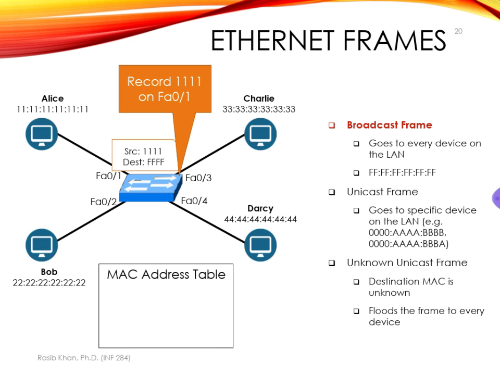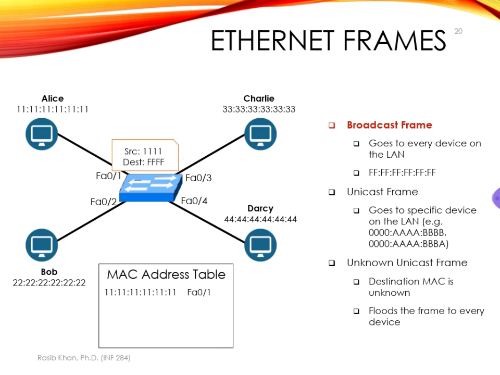When the switch receives this frame, the first thing it does is record the incoming link, because the MAC address table does not yet have a record of Alice's MAC address. So it records the MAC address of Alice and the interface through which it just received the frame. Next, it sees the destination is set to the broadcast address, which is all F's, and therefore it sends it out to all the other interfaces so that it can reach all the other nodes.